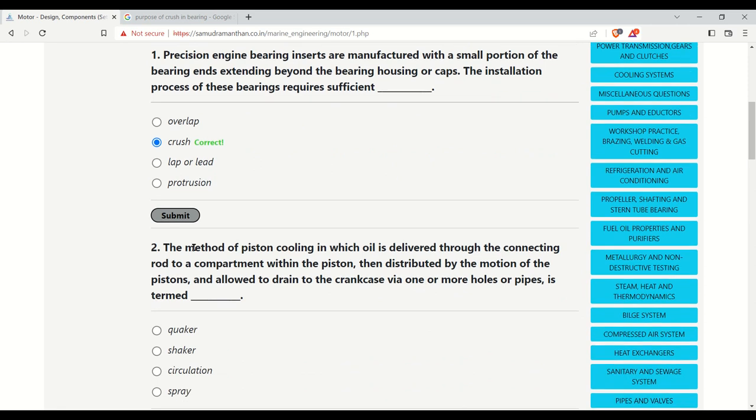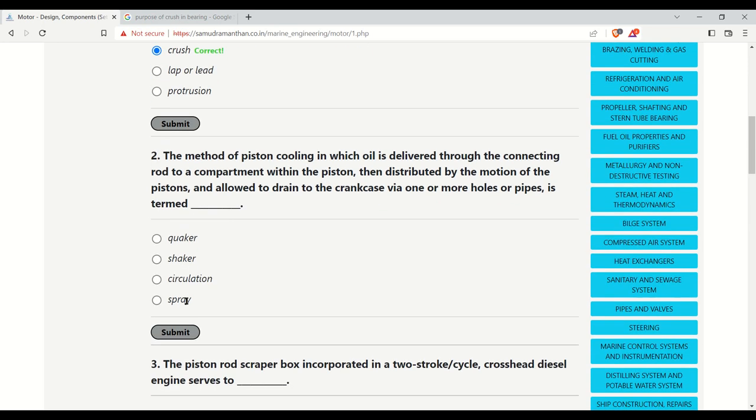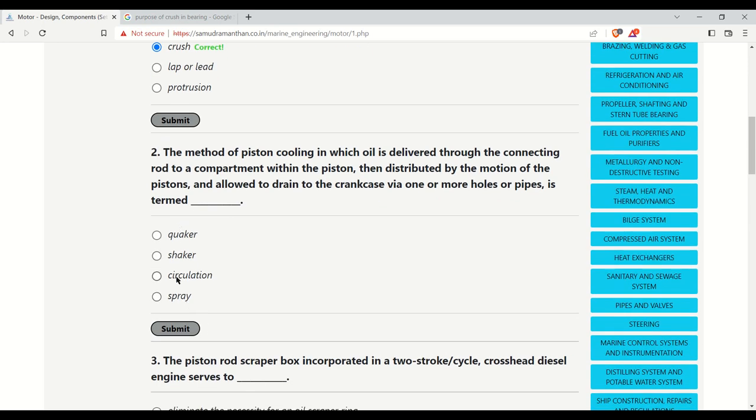Now move to the next question. The method of piston cooling in which oil is delivered through the connecting rod to a compartment within the piston, then distributed by the motion of the pistons and allowed to drain to the crankcase via one or more holes or pipes is termed. The options are quaker, shaker, circulation, spray. The correct answer should be shaker.